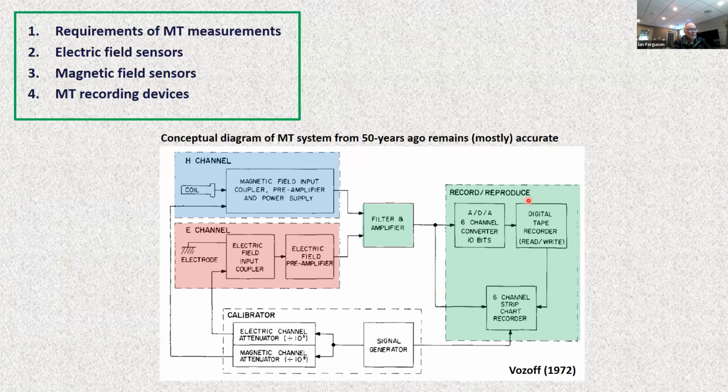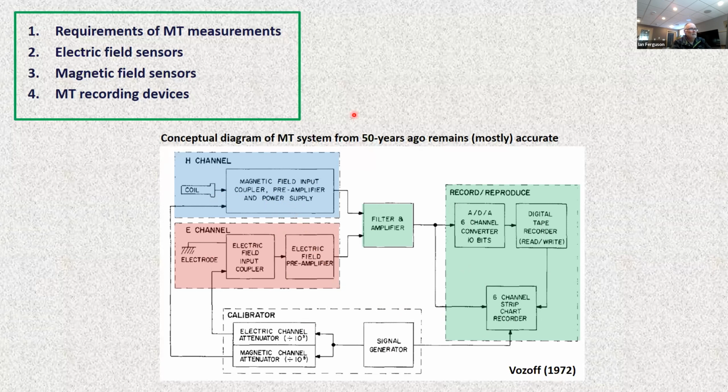So I'm going to start with a picture of an MT system from Kivevozov in 1972. Notably, this picture is now 50 years old as of this year. He shows MT systems consisting of magnetic channels, electric channels, and acquisition devices. And this picture is still very much accurate today.